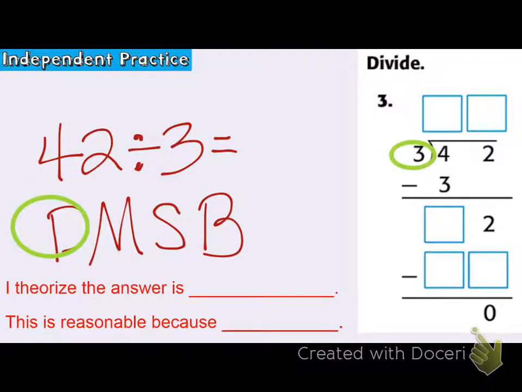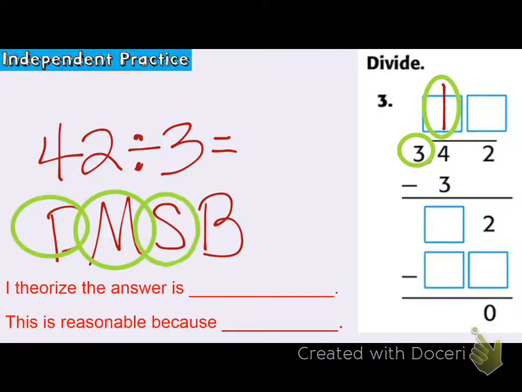How many times will 3 divide into 4? Well, 3 times 2 is 6. I can't go over the 4. It won't work. It has to be a 1. So now that I finished division, I can do multiplication. What is 3 times 1? Well, I know 3 times 1 is 3, so I can subtract 3. And when I subtract 3, I'm going to have a leftover value of 1.